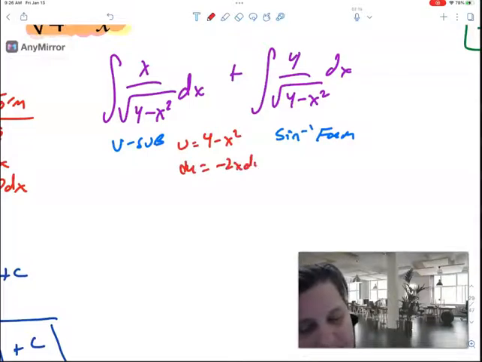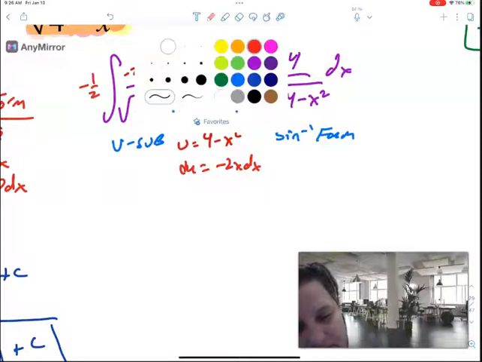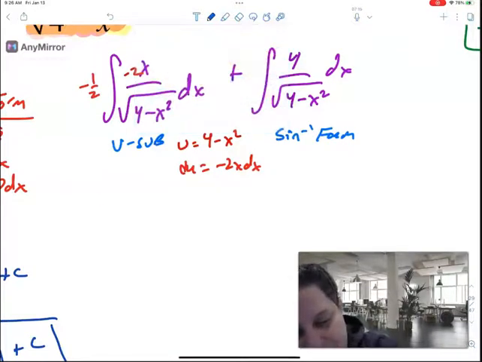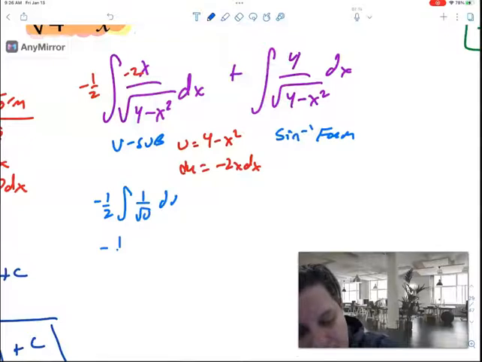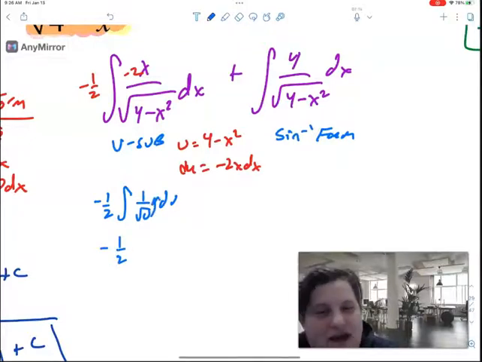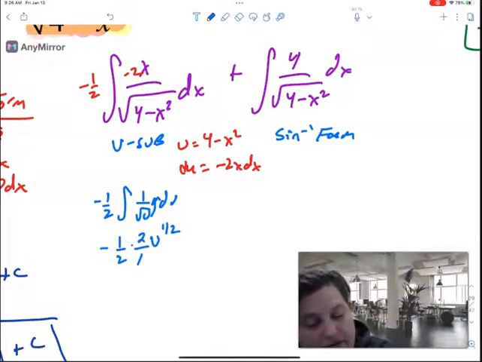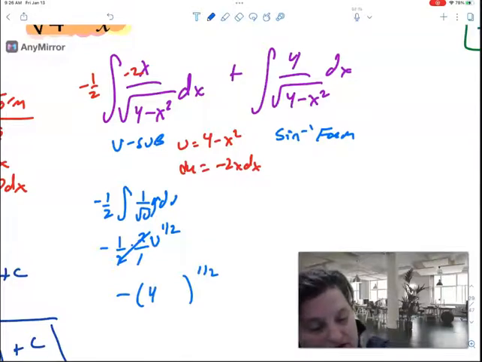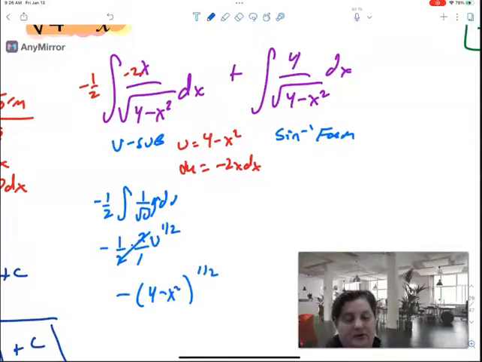That's negative 2x dx, so it's negative 1/2. So this turns into 1 over square root u du. Which if that comes up, it's u to the negative 1/2. So if I add 1, it's u to the 1/2 over 1/2. Okay, so it's negative u to the 1/2, and u is 4 minus x squared. So that's that part, okay?